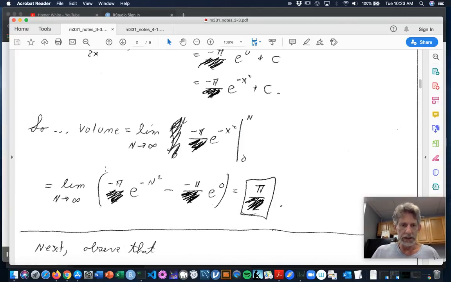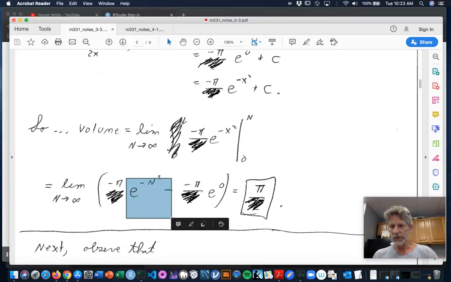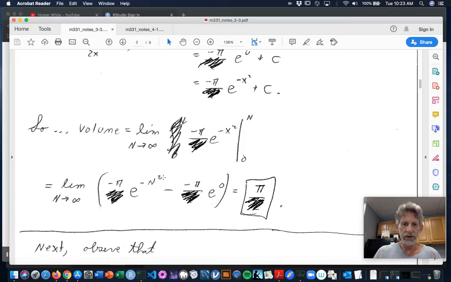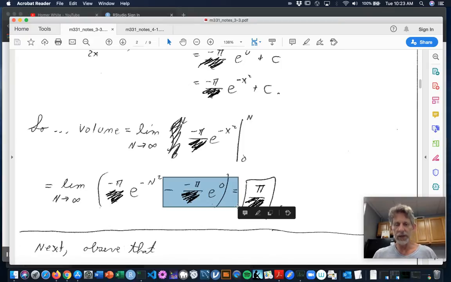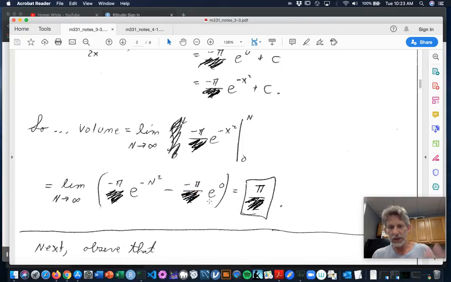So plug in my n, plug in my 0, and subtract. And I think about things, and e to the minus n squared goes down to 0 really fast as n goes to infinity. So the only thing left is minus pi e to the 0, which is a pi. So, kind of interesting.